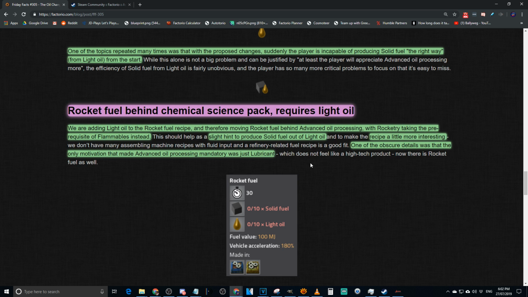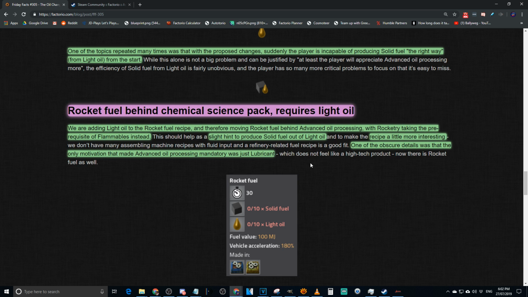I honestly think that because people are going to set up some sort of solid fuel creation from petroleum gas, and especially now we can't mix pipes or mix fluids in pipes, people are still going to make solid fuel from petroleum, and when they get to rocket fuel, they're just going to pipe the light oil in. Yeah, they'll just pipe the light oil in. They won't bother switching over. Yeah. I probably won't. We can't mix the damn fluids.